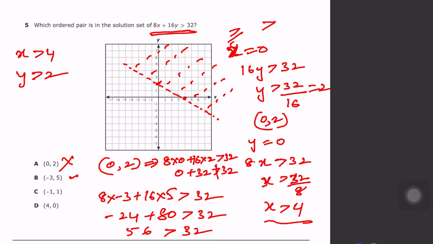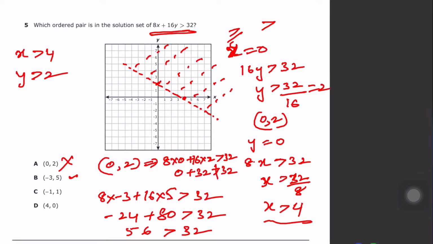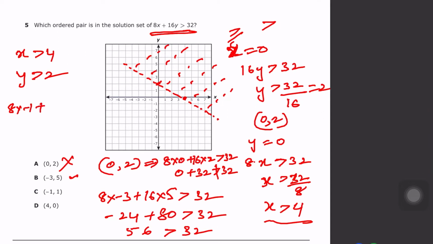Now we'll substitute the other two also, C and D. When you substitute C, what do you get? 8 into minus 1 plus 16 into 1 is greater than 32. This option is also ruled out because 8 plus 16 is not greater than 32. So this cannot be there. Next, 4 and 0 means 8 fours are 32 plus 0. 32 is greater than 32, so this option is also equal to 32. So this also cannot be there. So only B satisfies, therefore minus 3, 5 is the option.